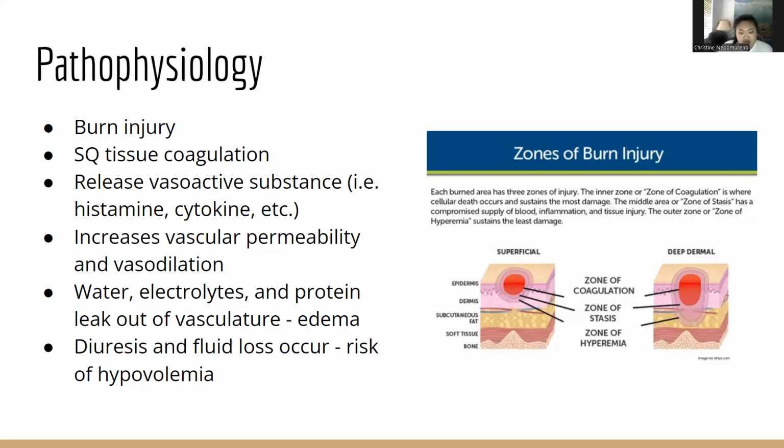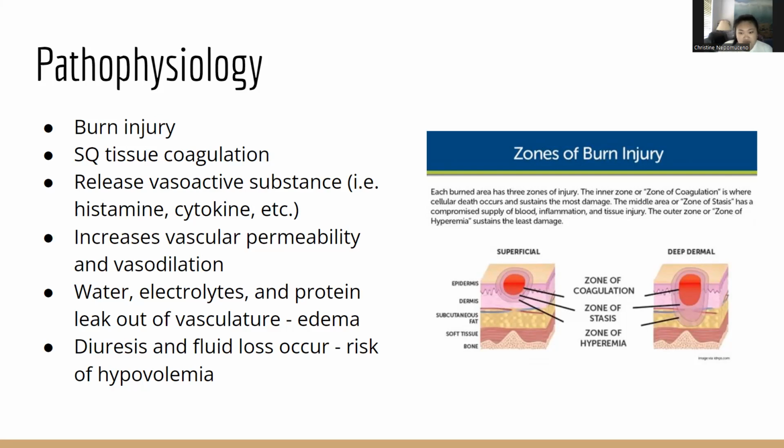And so it's very common for burn patients to experience edema in their peripheral extremities, and diuresis and fluid loss also occur, meaning there's a risk for fluid imbalances, hypovolemia, being low in sodium and potassium.